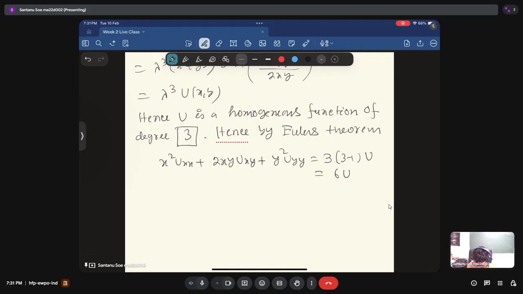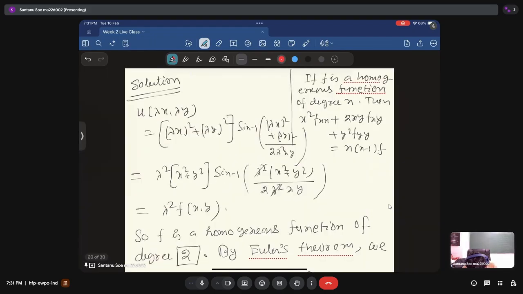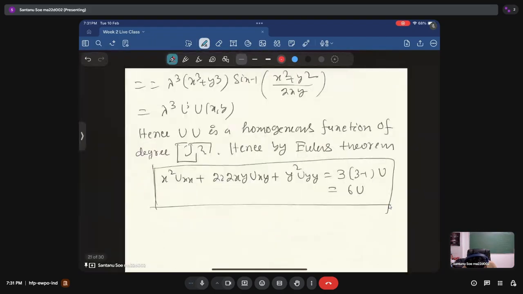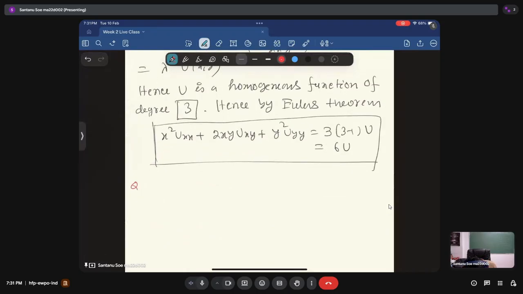So I hope this is clear now. So we have solved 2 questions in this type of cases, like using Euler's theorem for second order partial derivatives. Okay, now we'll go to the next question. So this will be question number 10.